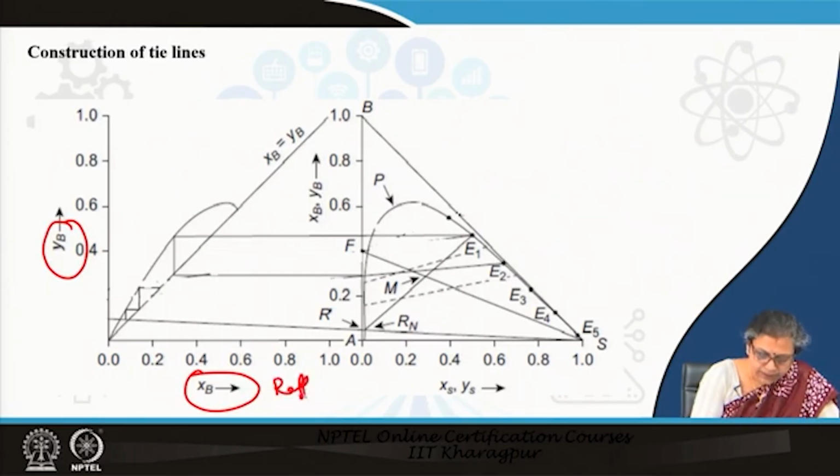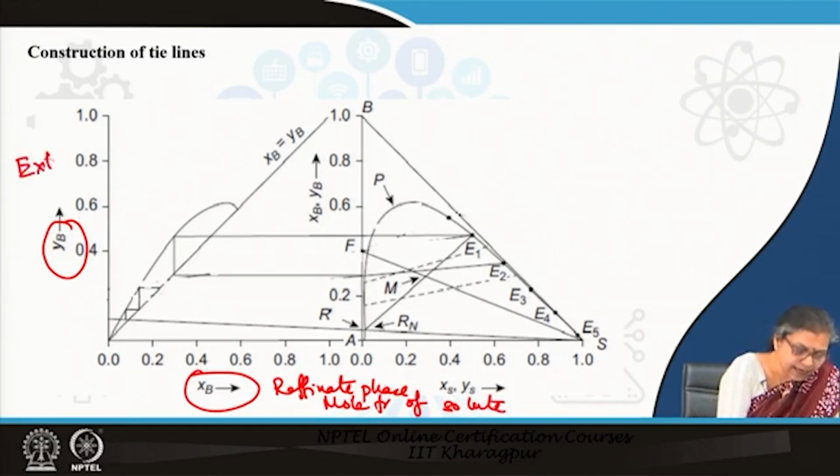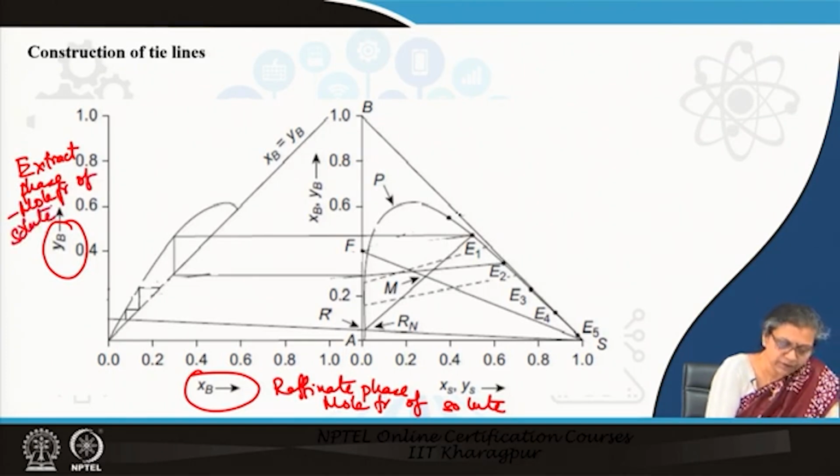So, this is raffinate phase mole fraction of solute, this is extract phase mole fraction of solute. By this you can generate this particular equilibrium curve. Now, in this equilibrium curve, this E1 R1 should lie here. So, what we do, from E1 you draw a straight line here, right. So, this gives you the point of XB and YB which are in equilibrium to one another.